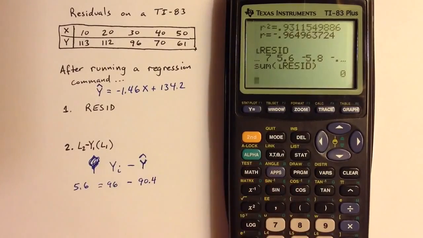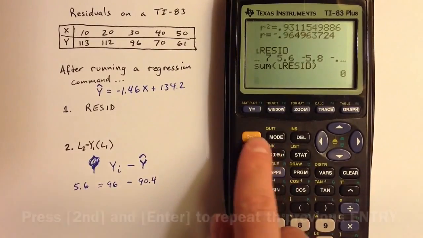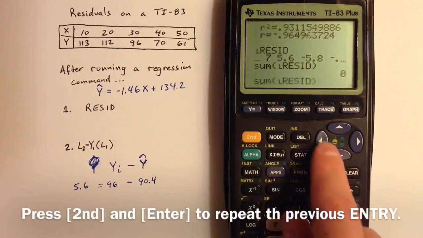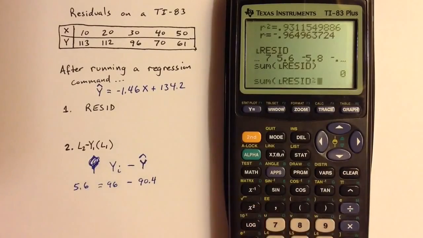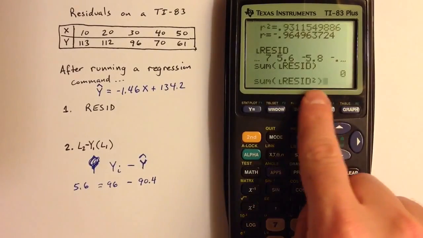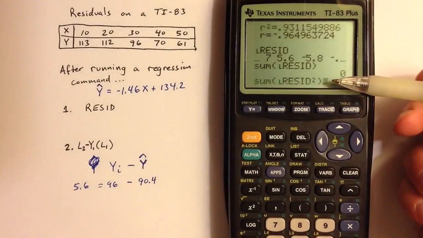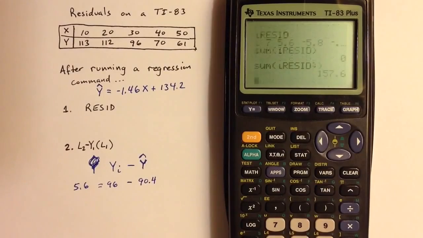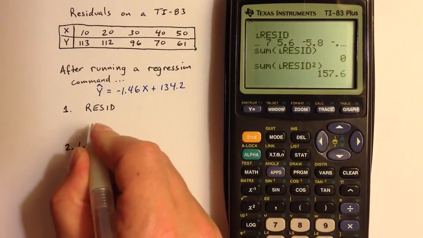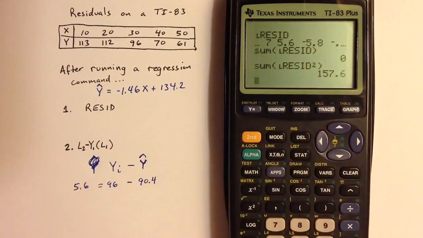So what we need to do to make sense of this, we actually work with the sum of the squared residuals. So I'm going to square, adding a little square, an exponent after the list. It's going to square each of the values in the list, raise each value to the second power, and then add up those values. And so we can see that the sum of the squared residuals in this example is 157.6.